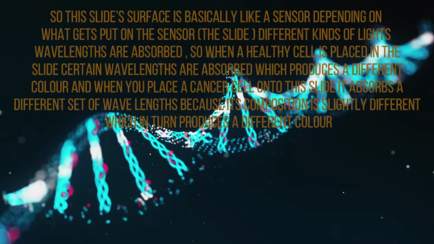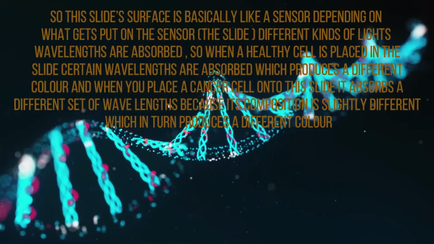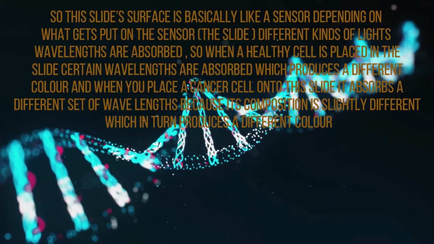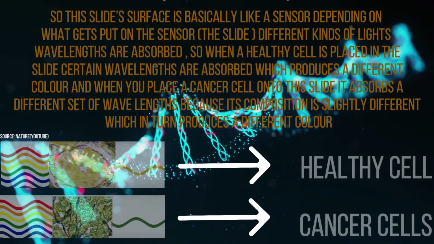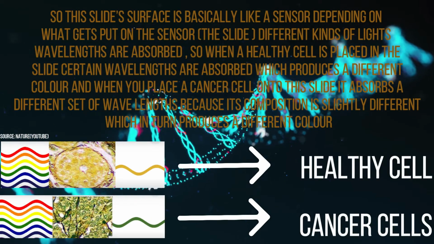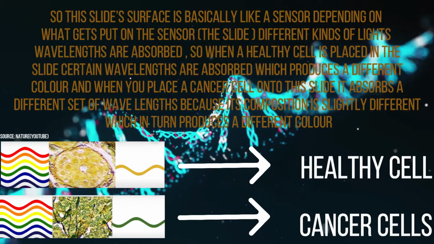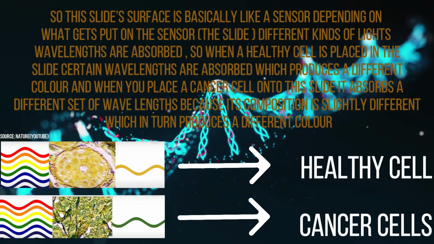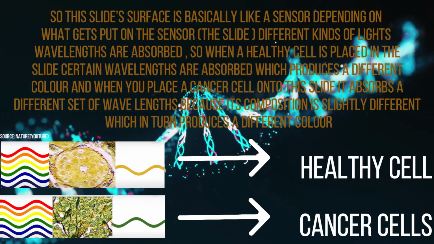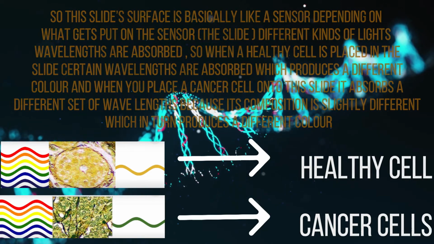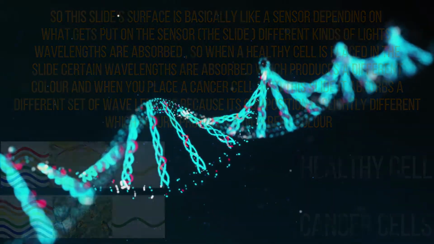Depending on what gets put on the sensor, different kinds of light wavelengths are observed. So when a healthy cell is placed on the slide, certain wavelengths are observed which produce a certain color, and when you place a cancer cell onto the slide, it absorbs a different set of wavelengths because its composition is slightly different, which in turn produces a different color. But researchers aren't sure why cancer cells show up in different colors.